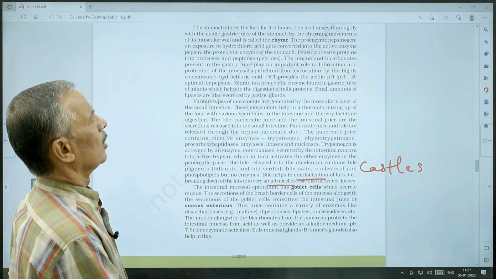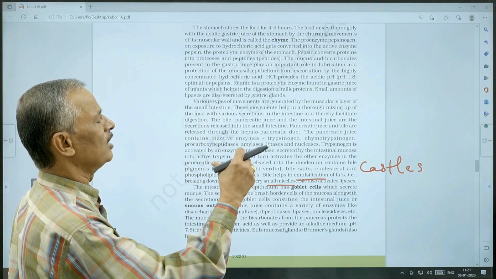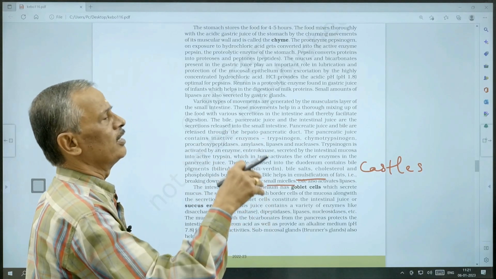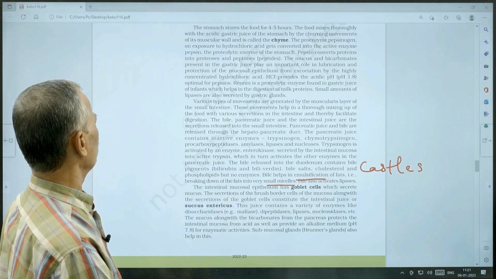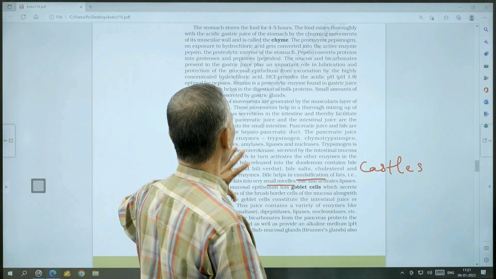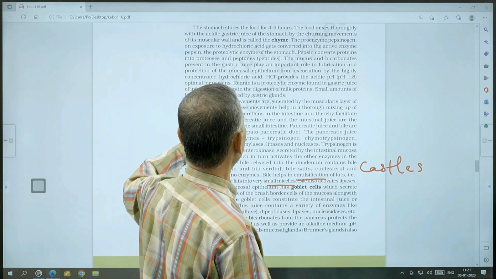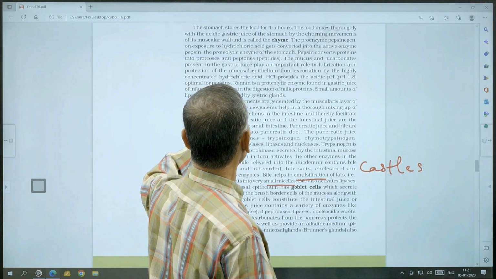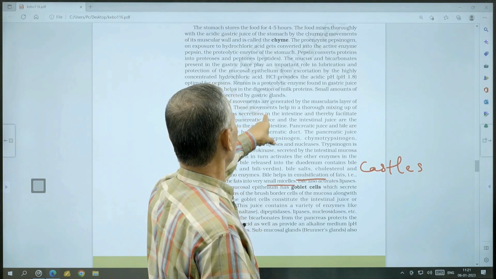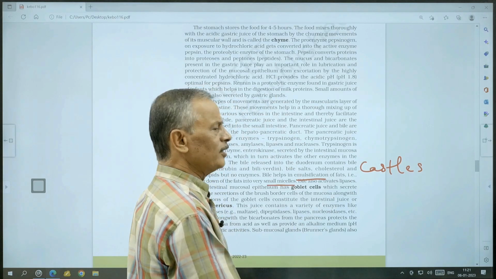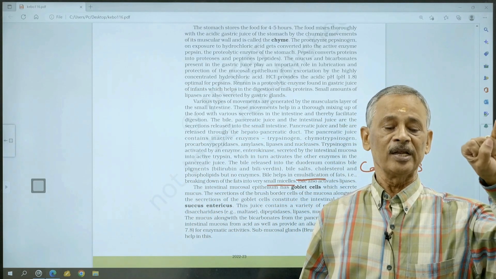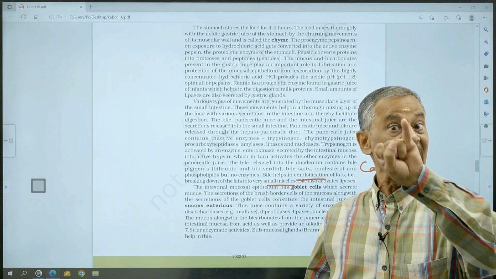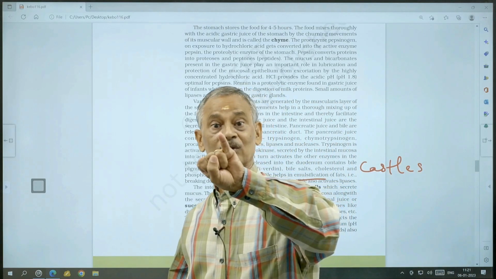Now, slowly the chyme is controlledly pushed to the next part of the intestine, namely the duodenum. Through various types of movements generated by the muscularis layer, the chyme is entering into the duodenum. In the duodenum, it is mixing with the secretion of the Brunner's gland. Brunner's gland is alkaline.